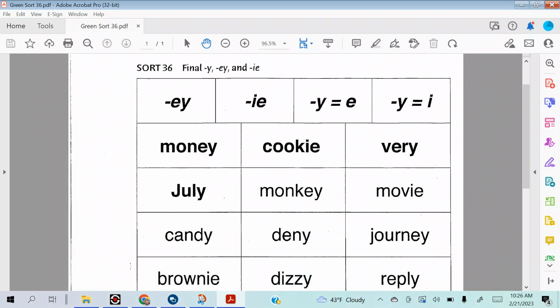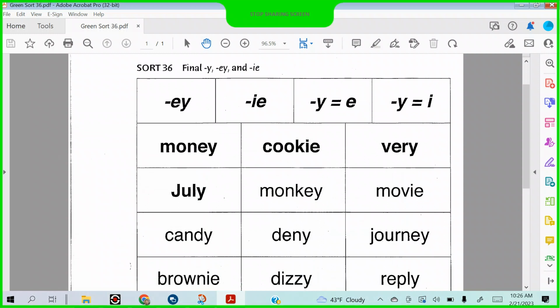We have Sword 36. It's week 22 of spelling, and I'll pull this up so that you guys can see it as well. And so we have the EY ending, the IE ending, the E ending, and the I ending, right? Listen, they all make, look at me right now, you ready? Gary, you're looking? They all make the E sound. Say it, E. Come on, say it. Very good.